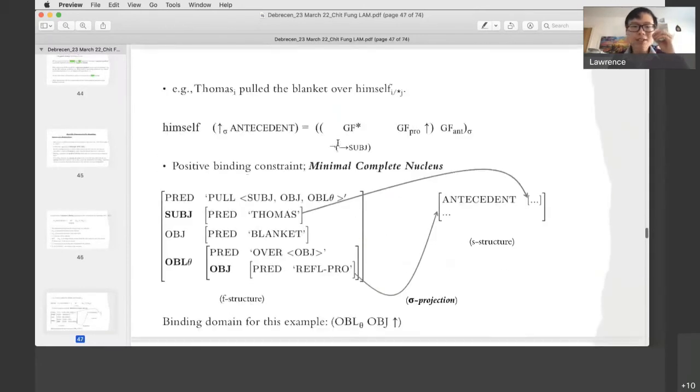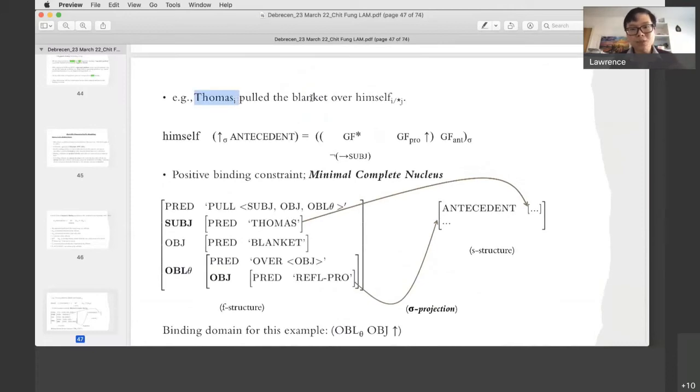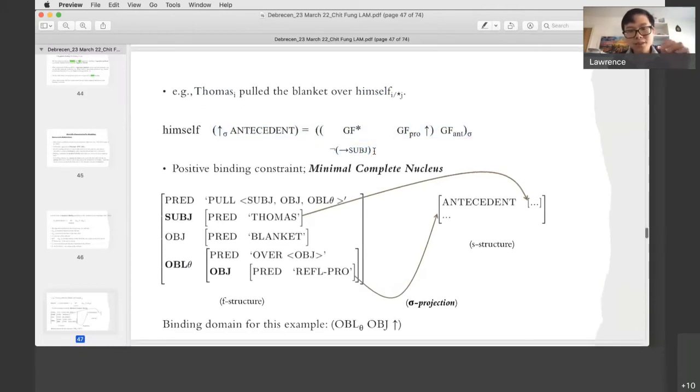So how does LFG do that? One example is "Thomas put his blanket over himself." We include this kind of binding equation in the lexical entry of "himself." So what does this binding equation tell us? First of all, this is the F structure of the sentence "Thomas put a blanket over himself," and the reflexive is here. It has to be bound within the domain of the object, within this bigger F structure, and then it's bound by the subject.